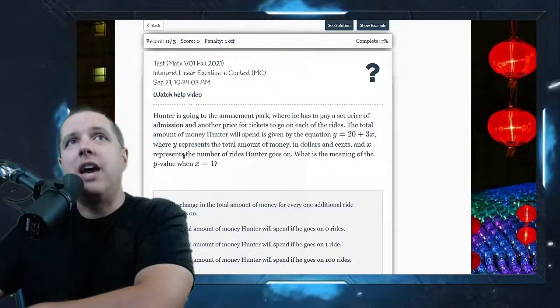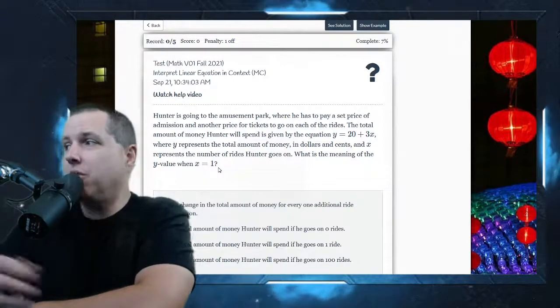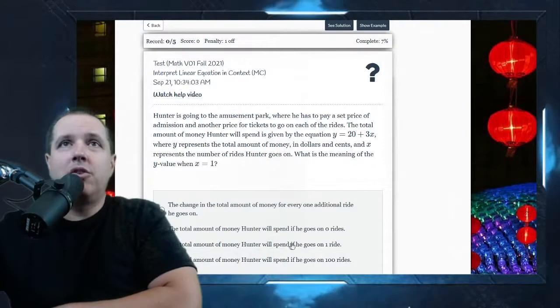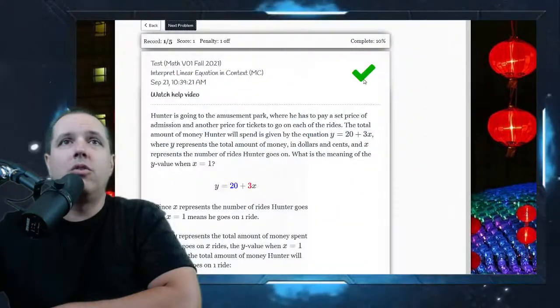So they tell us, X represents the number of rides Hunter goes on, and then they ask, well, what does it mean when X equals 1? So it's kind of just repeating back to the problem what it just stated. Okay, so the total amount of money Hunter will spend if he goes on one ride. That's what that is, right? Submit. There we go, green check.